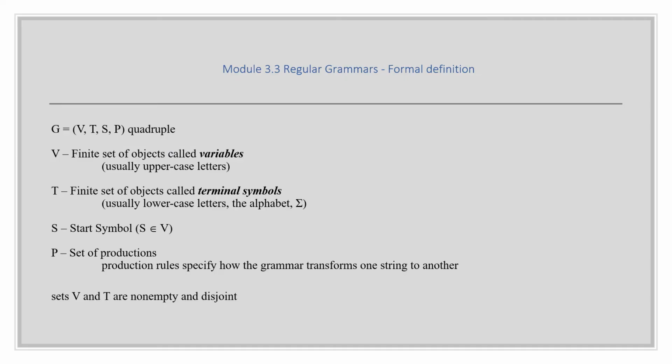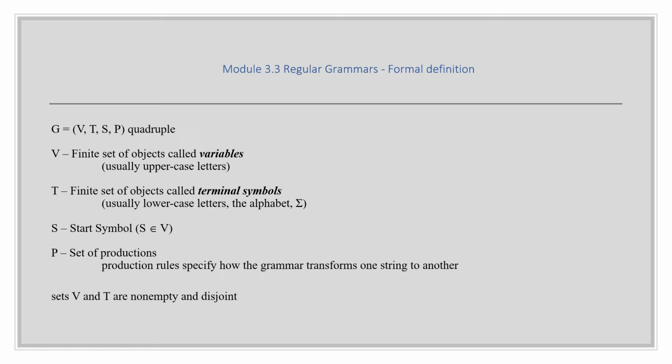All right, so let's review what a grammar is. A grammar is a quadruple, or a four-tuple, V, T, S, P. V is a finite set of objects called variables, usually uppercase letters. T is a finite set of objects called terminal symbols, usually lowercase letters, usually the symbols of the alphabet. S is the start symbol. S is one of the variables. It's how you start to do your productions.